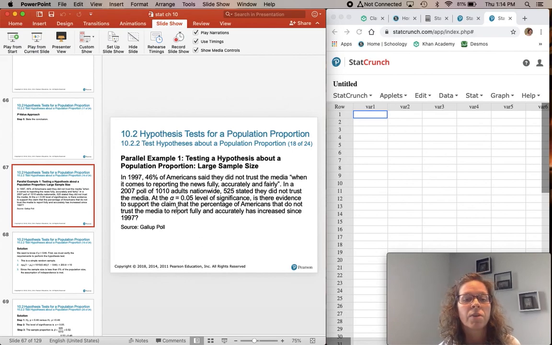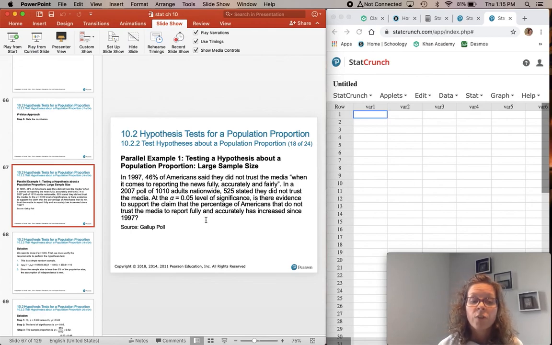So in 1997, 46% of Americans said that they did not trust the media to report the news fully, accurately, and fairly. Now in 2007, 10 years later, a poll of 1,010 adults nationwide found that 525 said that they do not trust the media. At an alpha of 0.05, is there evidence to support the claim that the percentage of Americans that do not trust the media to report fully and accurately has increased since 1997?